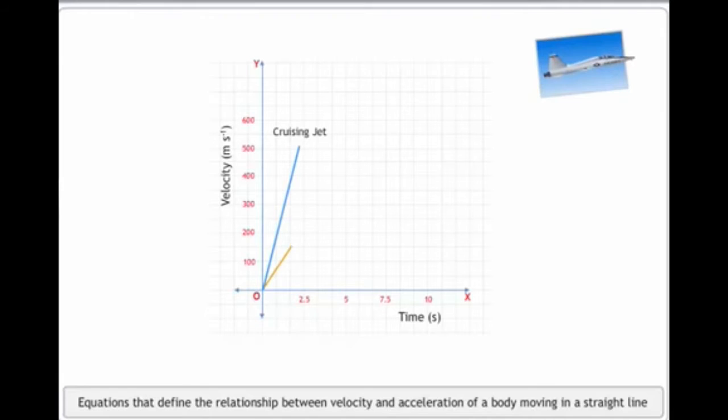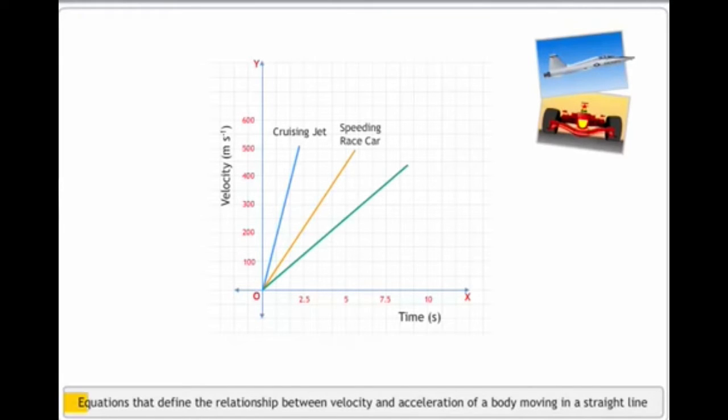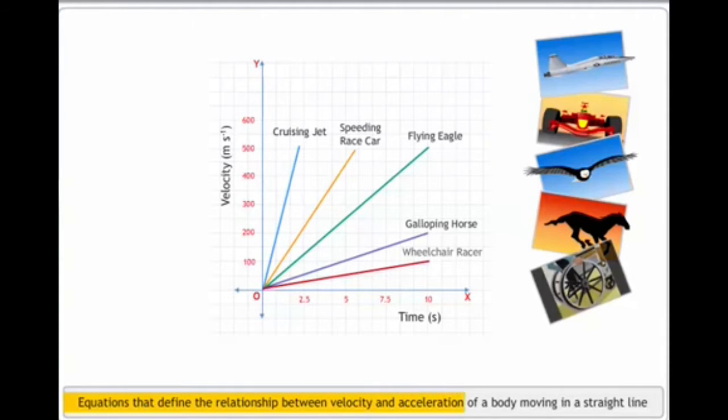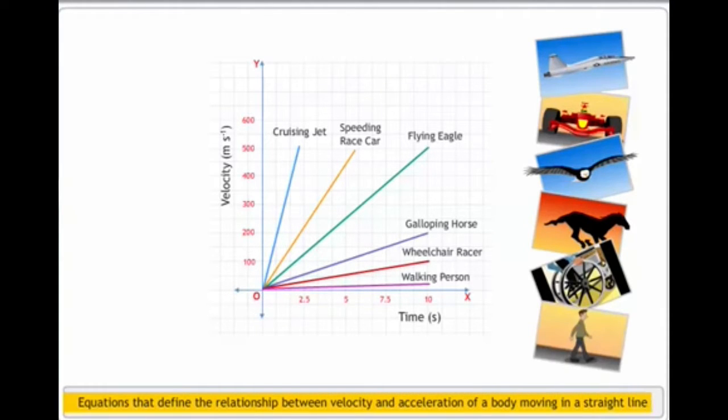Analyzing a velocity time graph enables you to derive the equations that define the relationship between velocity and acceleration of a body moving in a straight line. These equations are collectively referred to as equations of motion. There are three equations of motion.